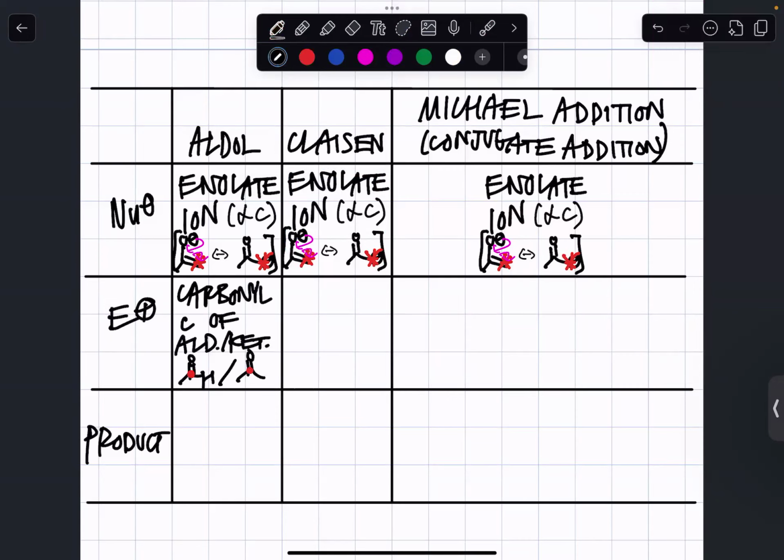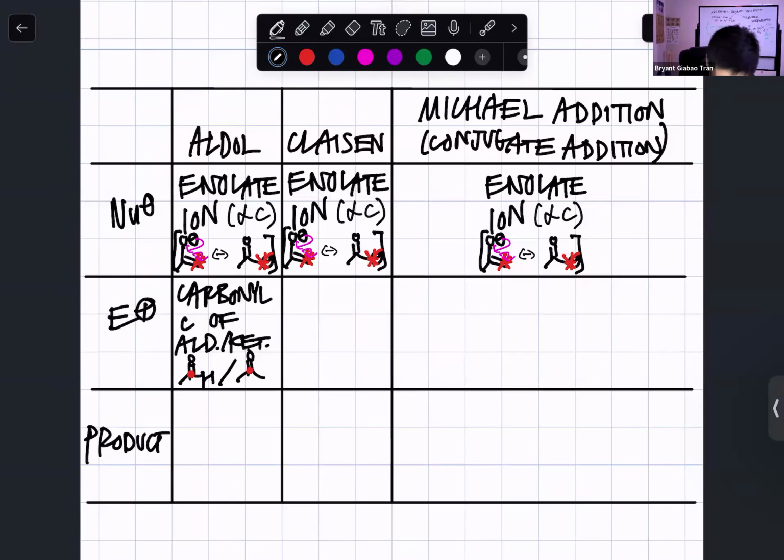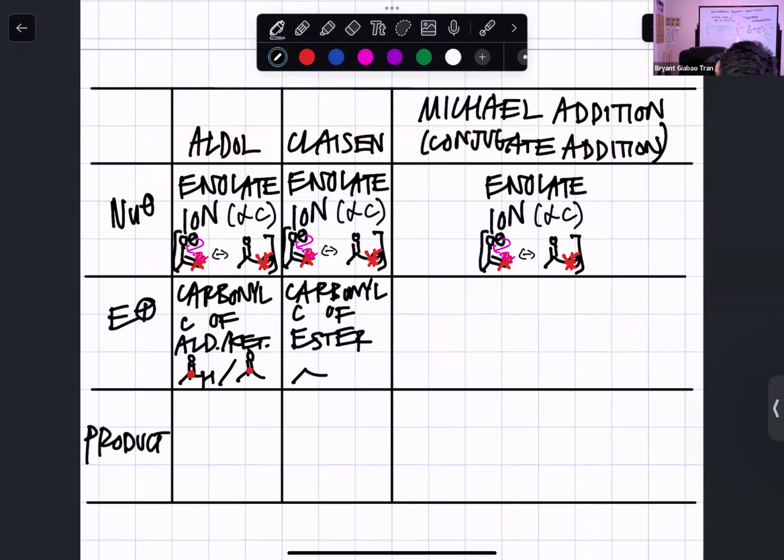The electrophile, yeah, a question? No, you're good. The electrophile for Claisen is going to be the carbonyl carbon of an ester. An example would be something like this, where the OR group of the ester is going to be the leaving group in the mechanism. But the electrophile is the carbonyl carbon of an ester, for Claisen.